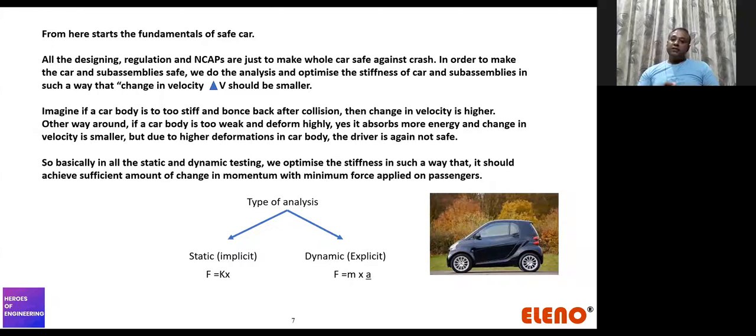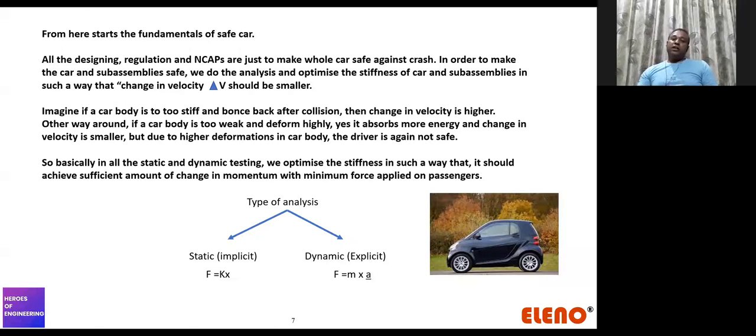This is very simple. I have kept it very simple, so you need not struggle with what is implicit and what is explicit. A linear equation is implicit, and when it is a non-linear equation, F is equal to ma. It is a non-linear equation, and that's why it is an explicit analysis. Now I will just touch for 2 minutes on the challenges in both analyses.